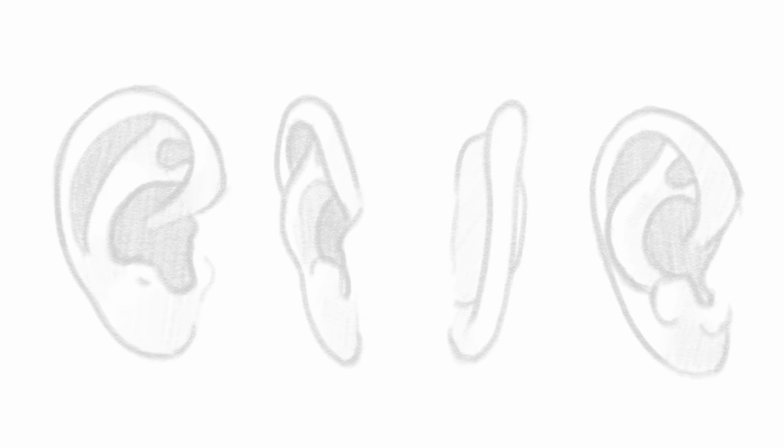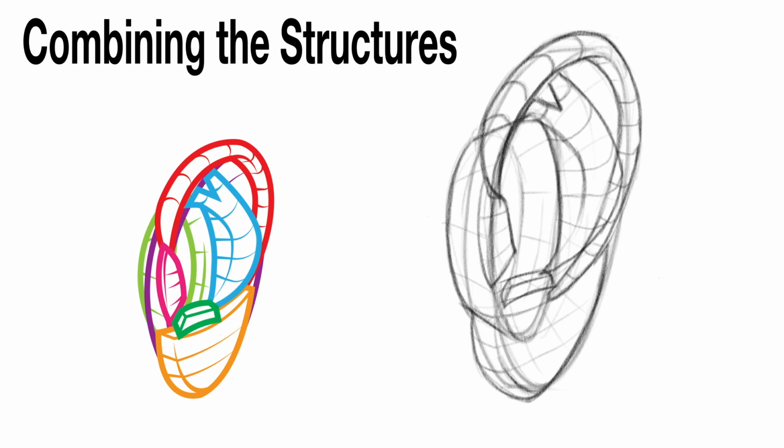If you struggle with drawing the ear, one of the problems you might face is understanding how these forms might combine to create the shapes of an ear as seen from different angles. Let's look at an example. In this example, I've drawn an ear in simple forms only.